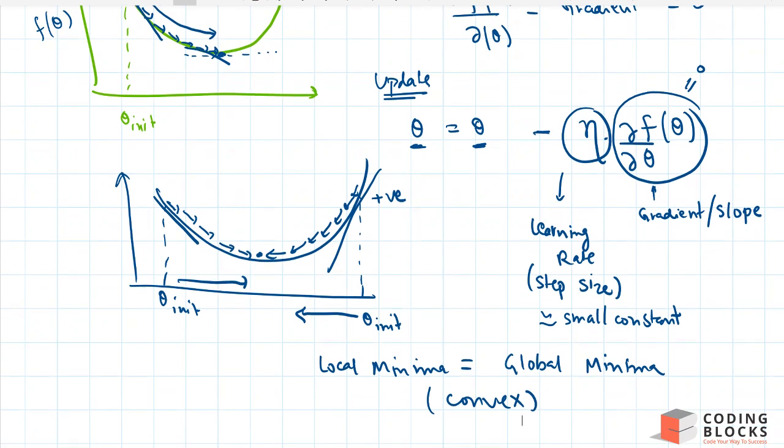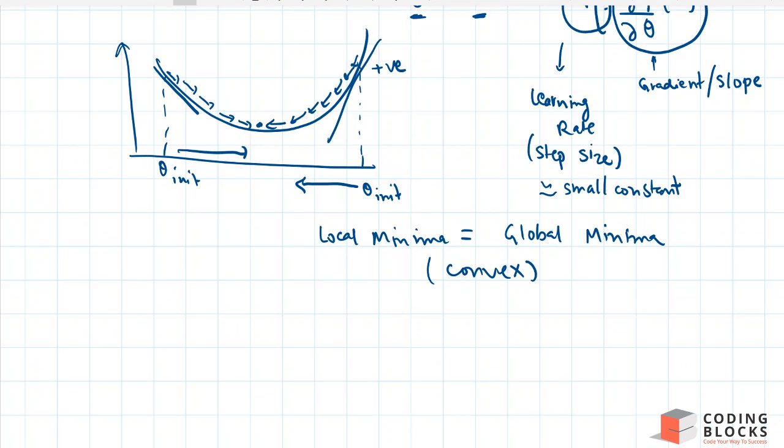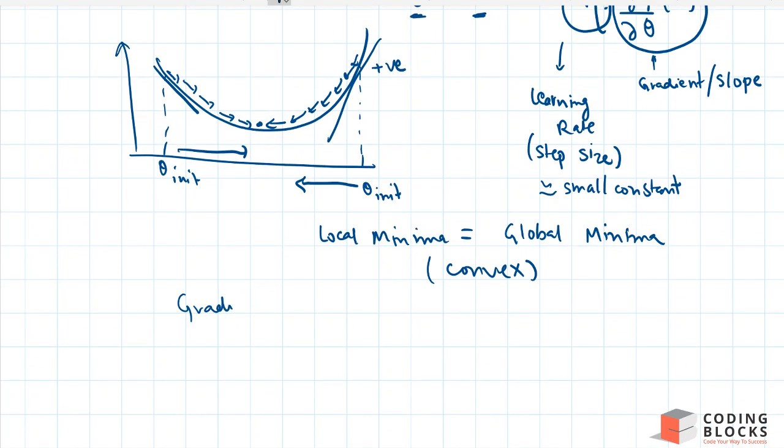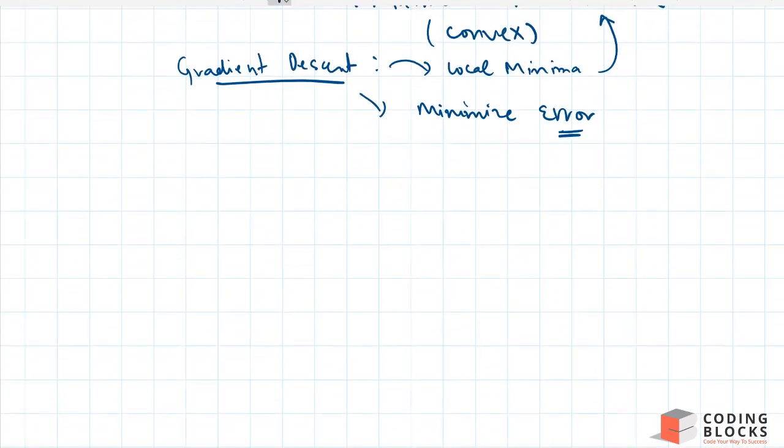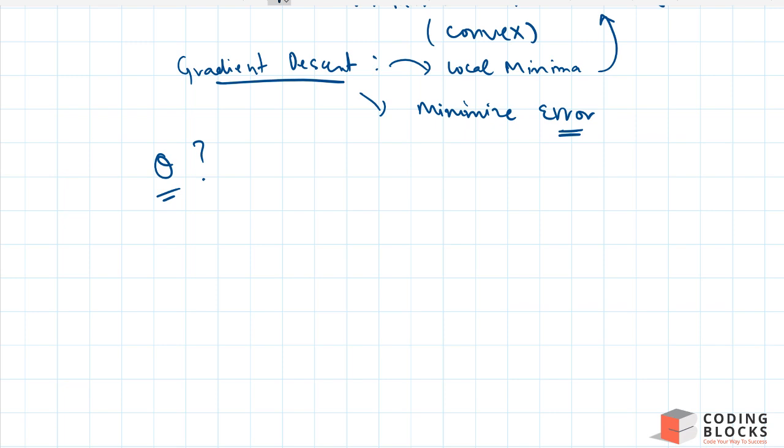So what is the role of the gradient descent algorithm? Gradient descent will take us to a local minima, right? Since it is a convex function, this local minima is also the global minima, and hence it will help us to minimize the error. So that would give us the correct value of theta, right? So now the question arises, what theta would it be?